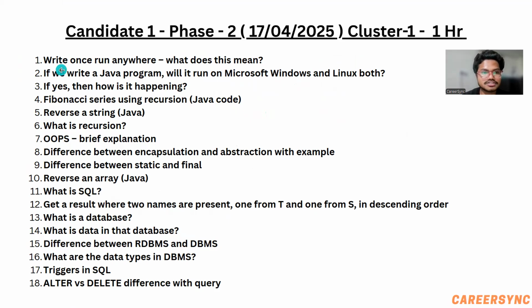So the first thing that he asked: write once, run anywhere. What does this mean? It is from the JVM. If you write code in Java, you can run it on any platform, which is the main advantage of Java, that it is platform independent. So if we write a Java program, will it run on both Microsoft Windows and Linux? If yes, how is it happening?